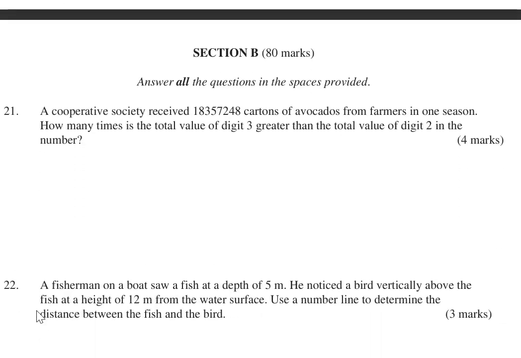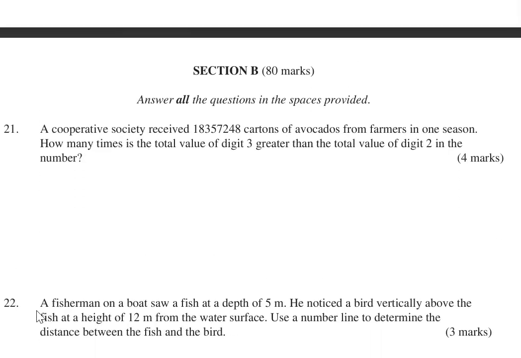We continue to section B. It is 80 marks. Answer all the questions in the space provided. Yes, thank you. Number 21. Cooperative society received the number iko hapo, cartons of avocados from farmers in one season. How many times is the total value of digit 3 greater than the total value of digit 2 in the number? So I want is to write the number first.